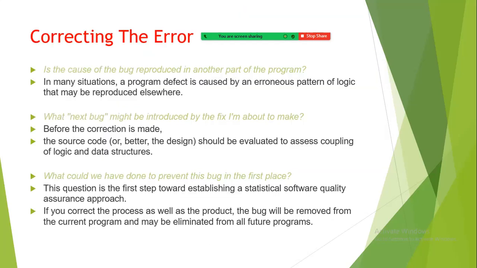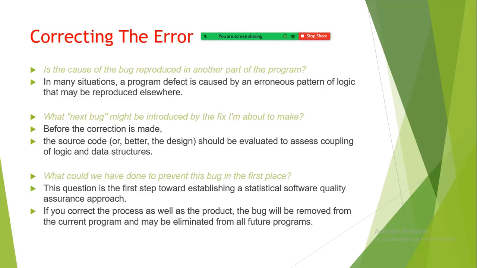Here, when correcting the error, is the cause of the bug reproduced in another part of the program? In many situations, a program defect is caused by an erroneous pattern of logic that may be reproduced elsewhere. What next bug might be introduced by the fix I am about to make? Before the correction is made, the source code should be evaluated to assess coupling of logic and data structures. What could we have done to prevent this bug in the first place?